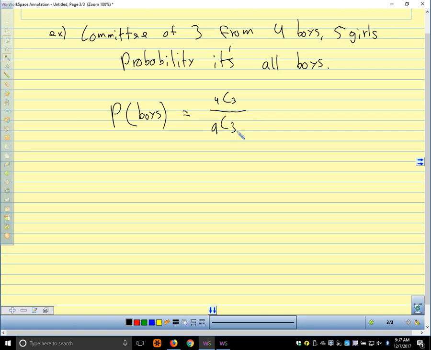We can pick 3 people out of all of them in 9 choose 3 ways. And we calculate that out. That's going to be 4 over 84, which is 1 over 21. So 1 in 21 chance of getting all boys on this committee. Not a great chance, but it's not super small.